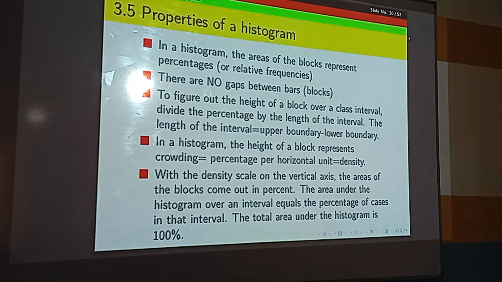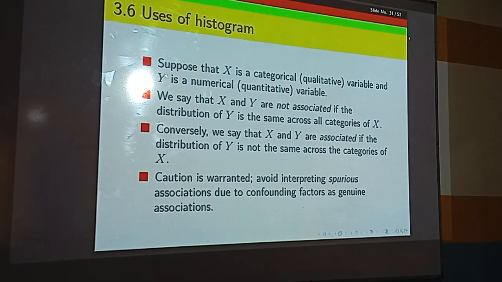So after that, how to find out the height. The height is actually the density, we call it the density generally. Here the book says it's showing the crowding, right? Crowding is also the same as density, right? How much crowd in a certain unit area. Right.